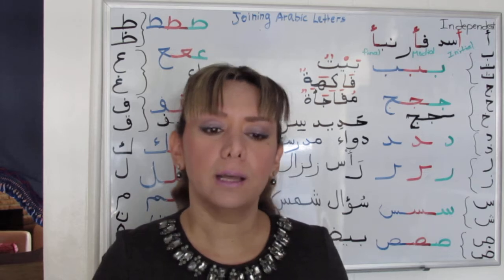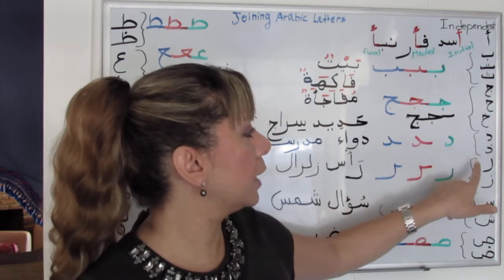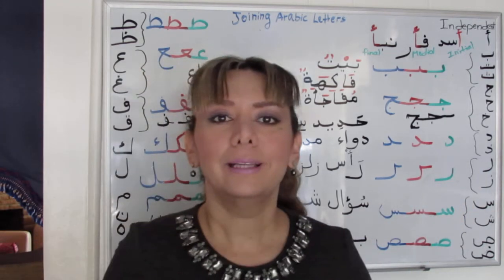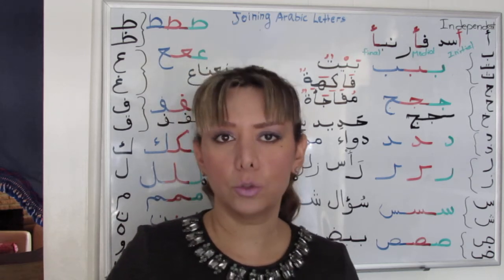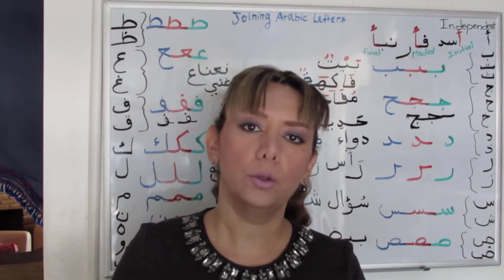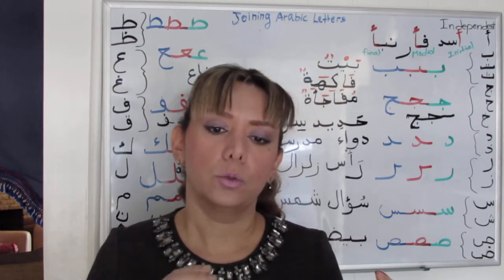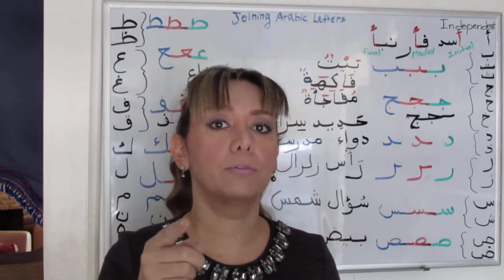There are 6 letters, namely Alif, Dal, Zal, Ra, Zay, Waw. These letters are unfriendly. They cannot be connected to the left in the middle form. They can be joined only to their previous letter if it doesn't belong to their family.